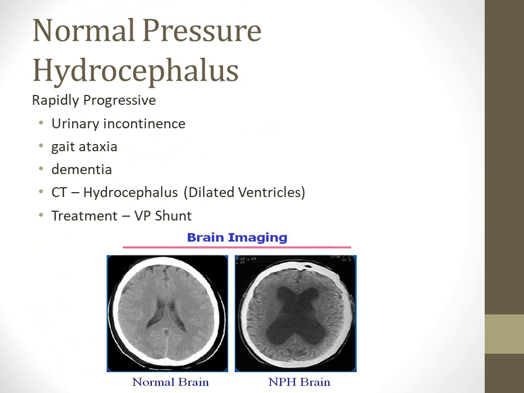Normal pressure hydrocephalus is a rapidly progressive condition where there is urinary incontinence, gait ataxia, and dementia can be seen. CT scan shows hydrocephalus and the treatment is VP shunt.